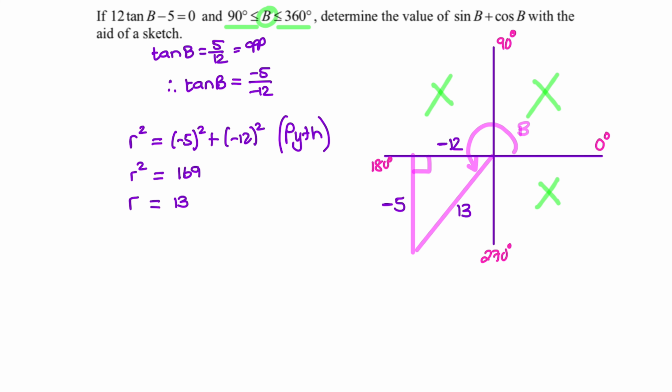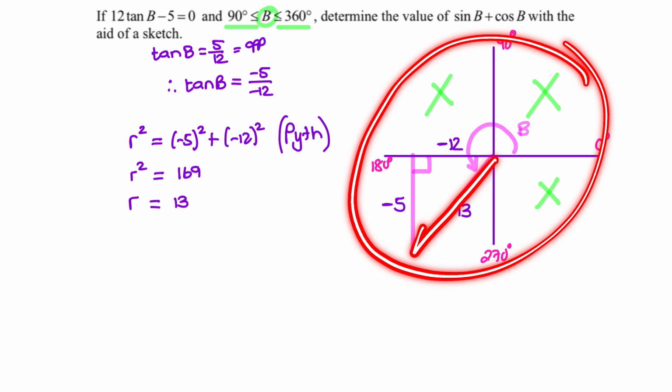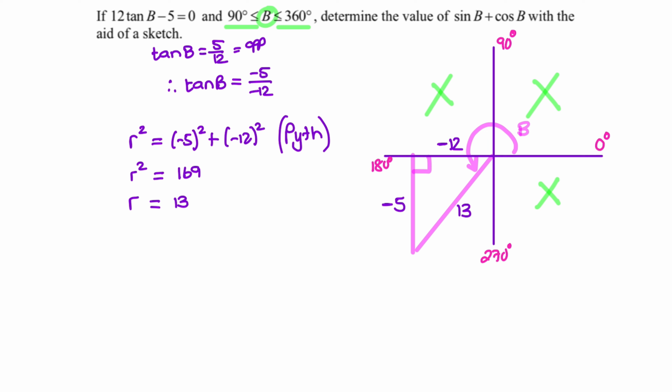Now the hypotenuse value will always be a positive value. So this represents a radius, and it's actually a circle with a radius of 13. And radius can never be negative. So you'll always find that in these diagrams that your r value would be positive.